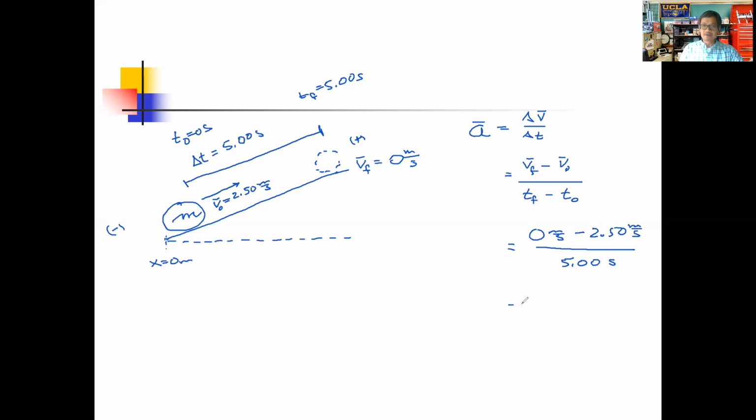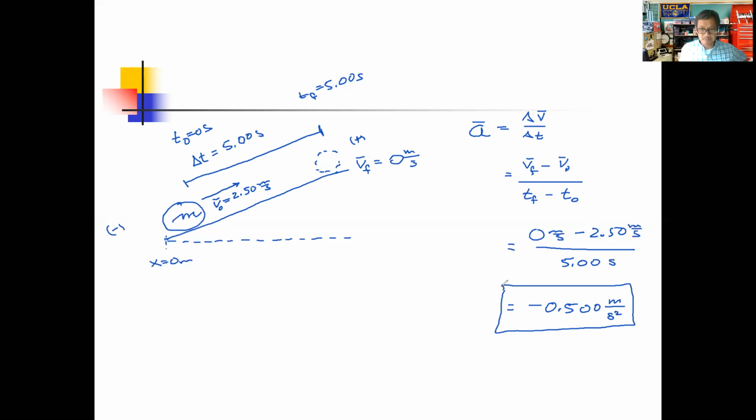So plugging in our values, you're going to see that the value for acceleration is going to be negative, and the value is going to be negative 0.500. And if you notice, the units will be meters over seconds, which is meters per second squared. And like we said, the dimensions for acceleration are length over time squared. Okay, so that is the acceleration.